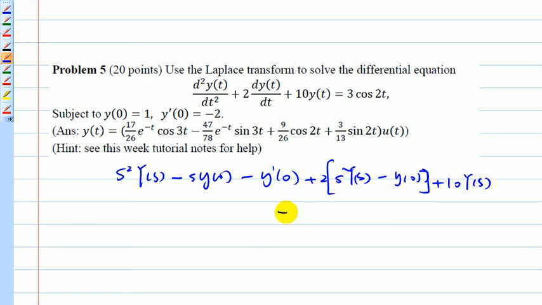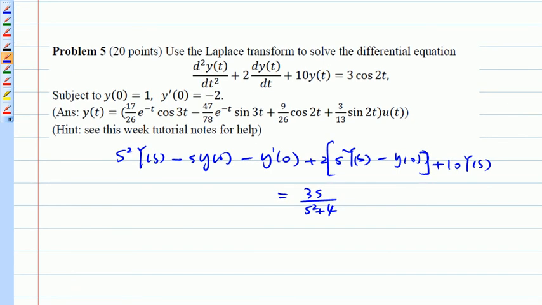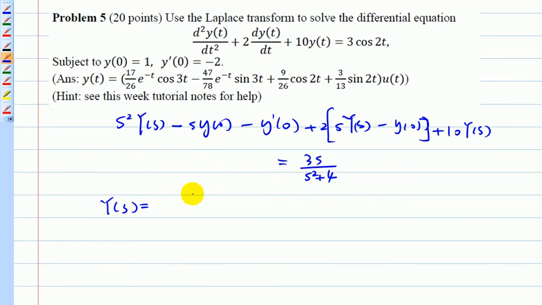The other side is 3 cosine 2t, which is 3s over s squared plus 4. So that's basically this. Substitute the initial conditions here and here, and solve for capital Y of s. What you're going to get is s cubed plus 7s over s squared plus 2s plus 10 times s squared plus 4, like this.